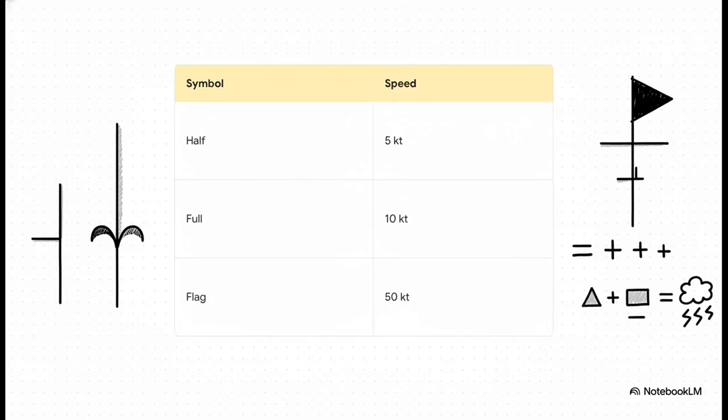Honestly, it's just basic addition. A short half line is 5 knots, a full single line is 10 knots, and a solid triangular flag, that is a whopping 50 knots. So if you're looking at a staff with one flag, one full line, and one half line, you just add them up. 50 plus 10 plus 5 gives you a very windy 65 knots.